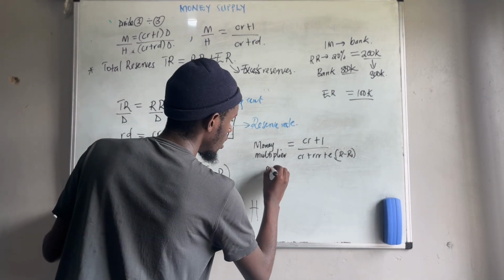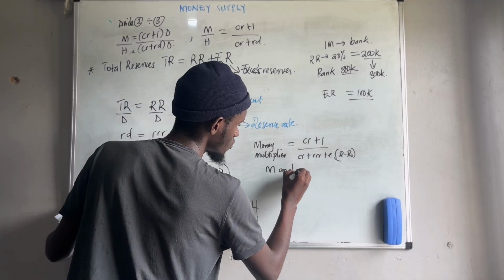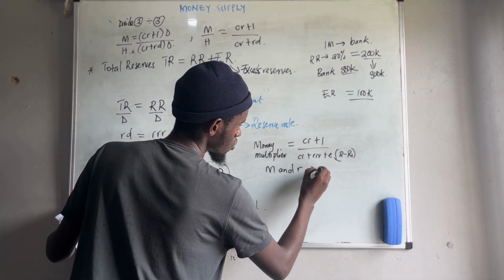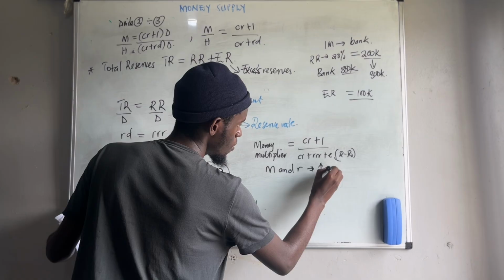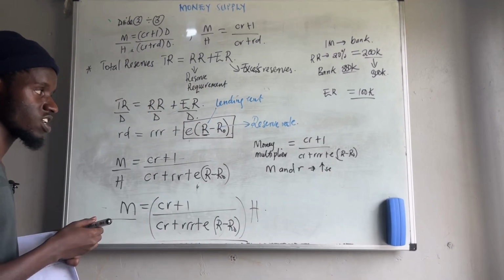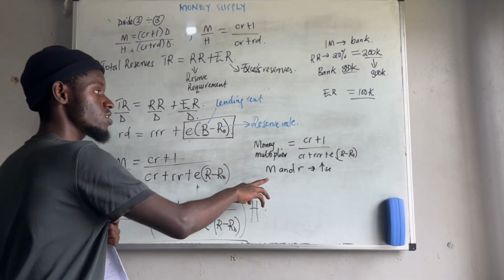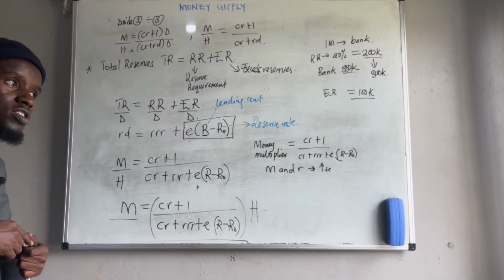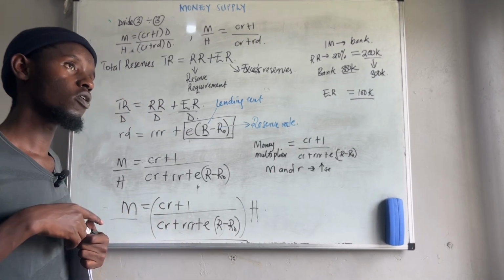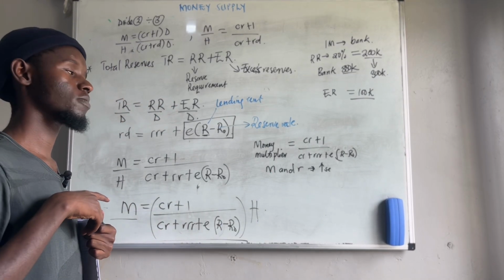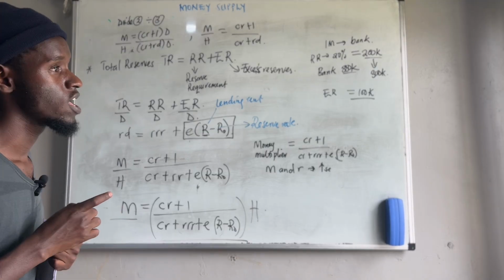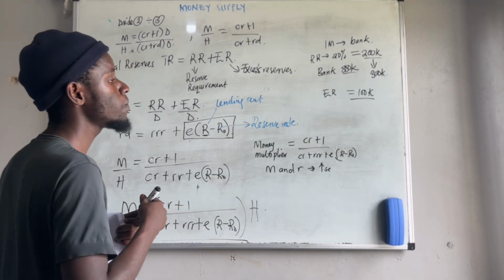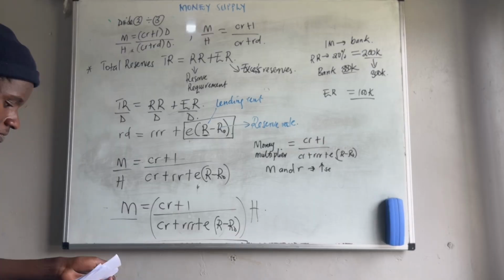M and R, where R is the interest rate on lending, have a positive direction. If they both increase, they have a positive relationship. If R increases, M also increases, because a higher R means it is more profitable for a commercial bank to lend out money to the public. Therefore, it is going to lend more money to the public so as to make more profits.